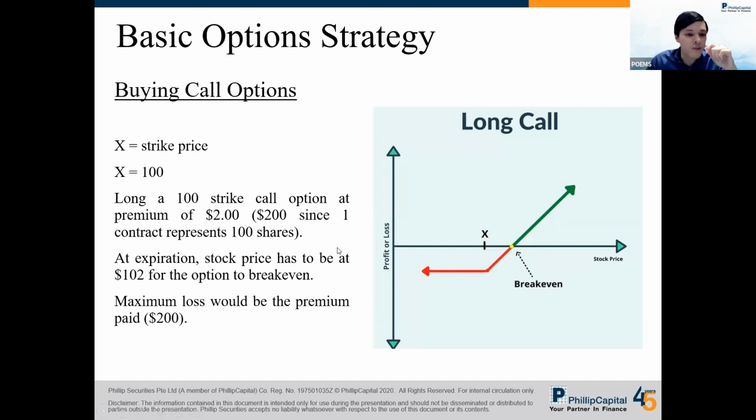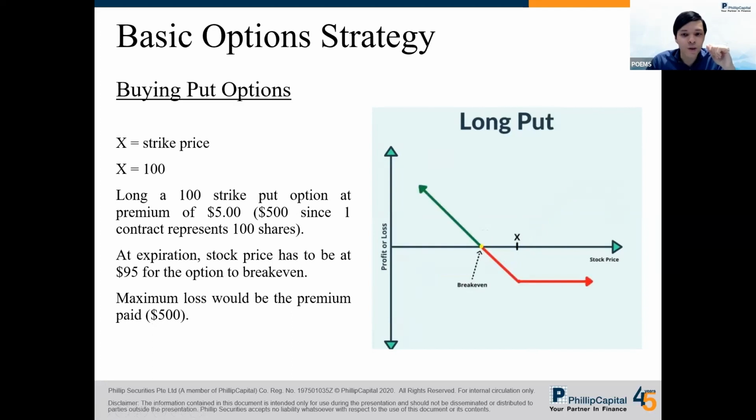I'll be using this example. You are buying a 100 strike call option at a premium price of $2. At expiration day, your stock price has to be at least 102 for your option to actually break even. Of course, maximum loss will be the premium paid, which is $200, since one contract represents 100 shares. Anything above 102, you'll realize a profit.